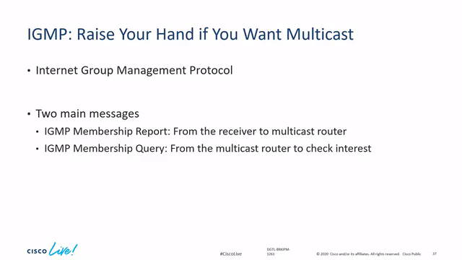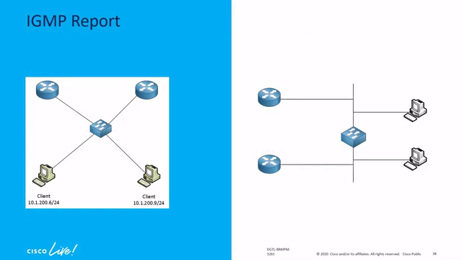So within IGMP, there's two main messages. We have what's called the membership report, and that's our host to router signaling saying, I want multicast. And then we have the membership query, and that's from the multicast or the IGMP querier to the segment saying, does anyone want to receive multicast? It's like a timer.